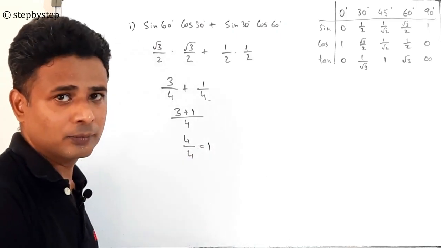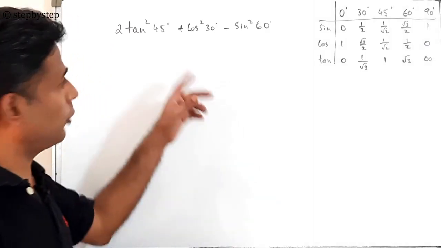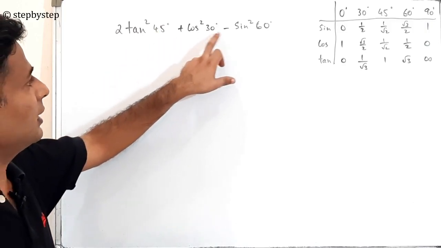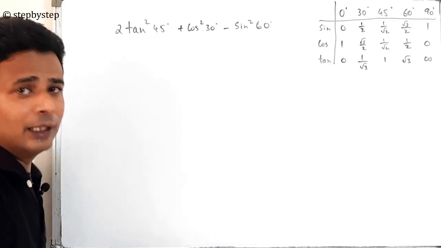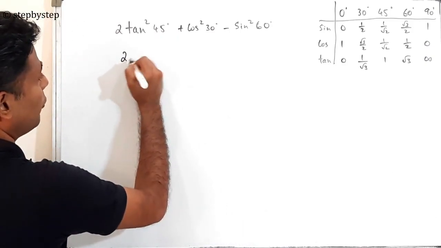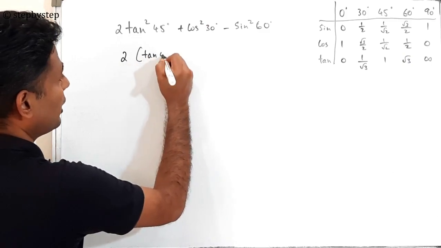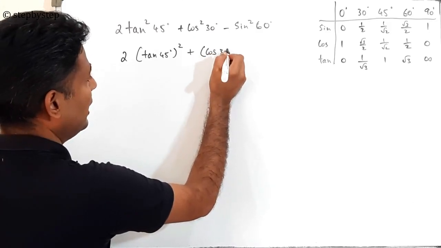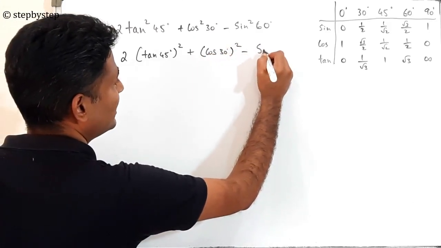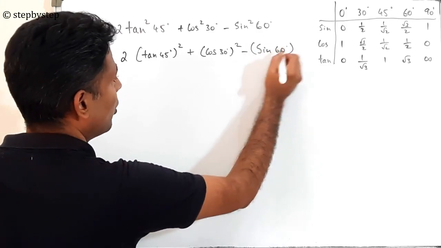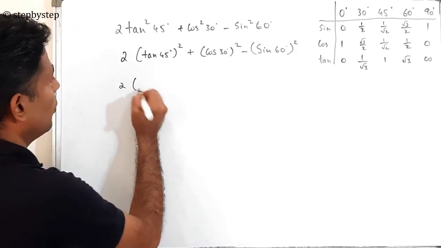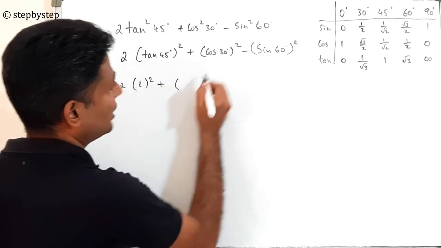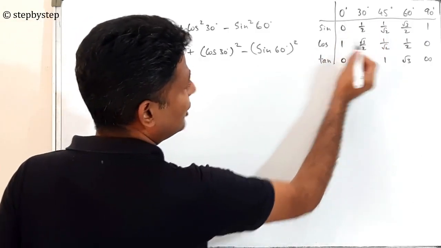Now the second sub question from main question 1, they have asked us to evaluate 2 tan square 45 plus cos square 30 minus sin square 60. Now if you remember from the previous module, tan square 45 is nothing but tan 45 whole square. Cos square 30 is nothing but cos 30 whole square. And sin square 60 is nothing but sin 60 whole square. Now tan 45, what is tan 45? 1. So 1 square plus cos 30. Cos 30 is root 3 by 2.